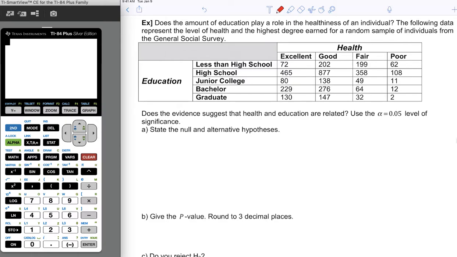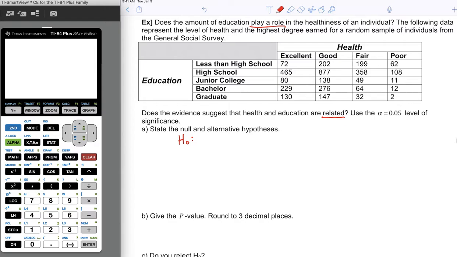Okay, so first of all, we're going to state the null and alternative hypotheses. For these types of tests, we'll look for some keywords. We're seeing "play a role." We're seeing the word "related." These are kind of indicating that we should do a chi-square test for independence to see if there's a relation between the row and column variable in the contingency table. So for those, your null hypothesis is always that the variables are independent.